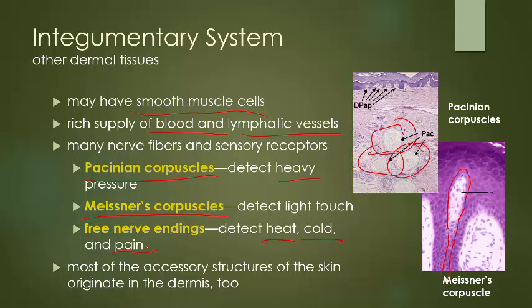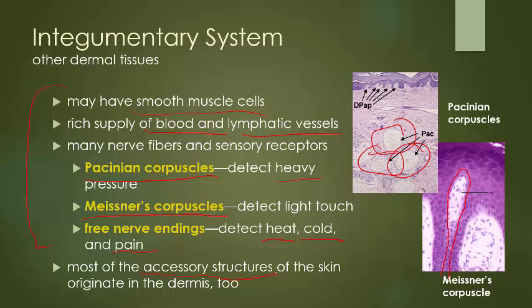And so we find these dermal tissues, and then all of the accessory structures of the skin originate deep down in the dermis as well. And so in our next unit, we'll take a look at these accessory structures. We'll try to make some sense of it.